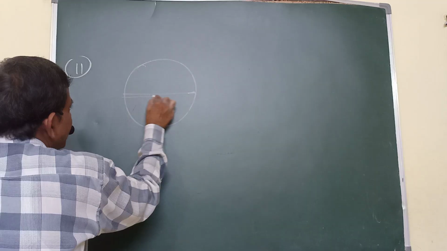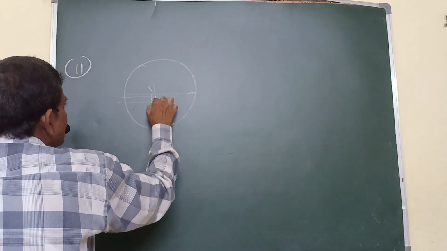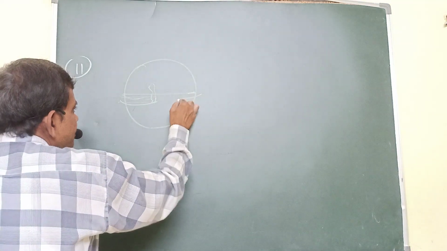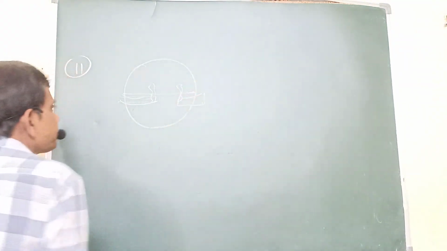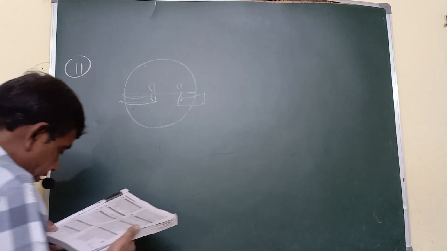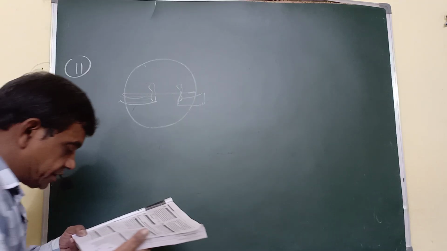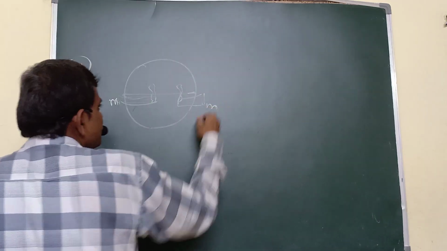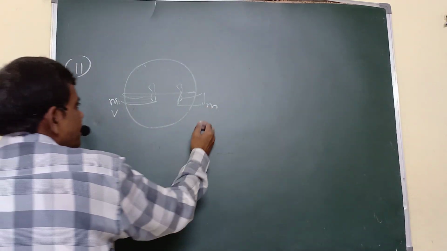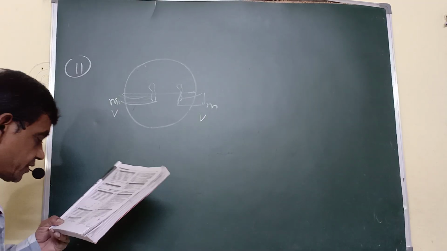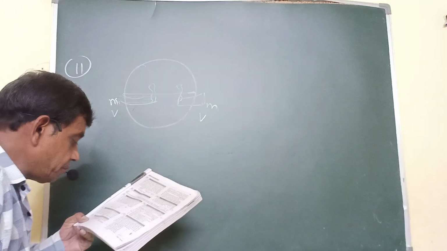One train is coming like this, in this way, curved path. Another train is coming like this. What do we have here? Two identical trains are moving on the rails along the equator, in opposite directions with the same speed. Identical means this mass is also the same, this mass is also the same. Again the speed, this velocity is also the same, this velocity is also the same. So what is being asked? They will exert the same pressure on the rails.